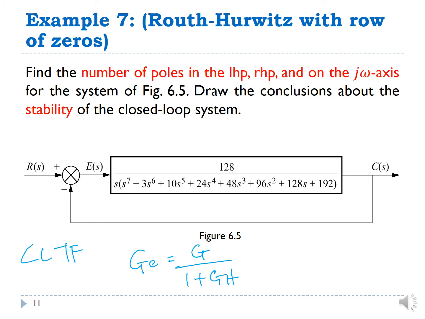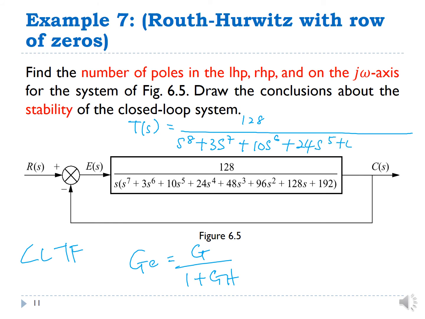The closed-loop transfer function for the system of figure 6.5 is T(s) equal to 128 over s^8 plus 3s^7 plus 10s^6 plus 24s^5 plus 48s^4 plus 96s^3 plus 128s^2 plus 192s plus 128.